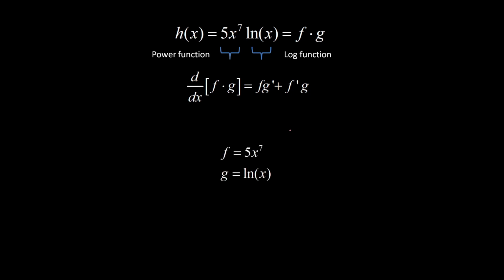So let's choose f to be 5x to the 7th and g to be log x. And I just want to say this one more time. We could choose this to be g and this to be f. It doesn't matter as long as you're consistent through your homework problem. But again, for clarity, I will always choose f to be the first one and g to be the second.